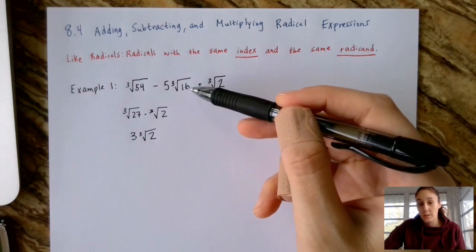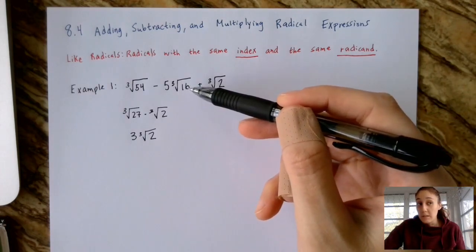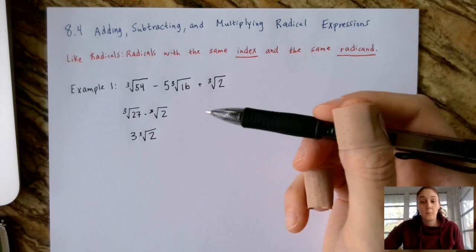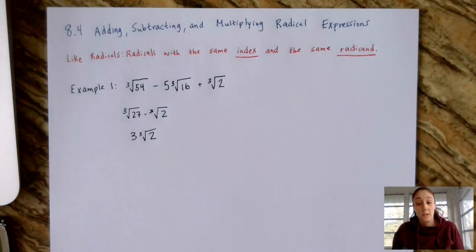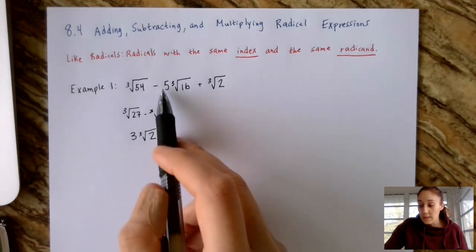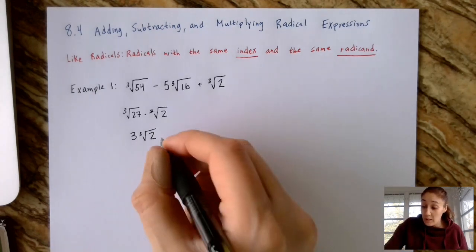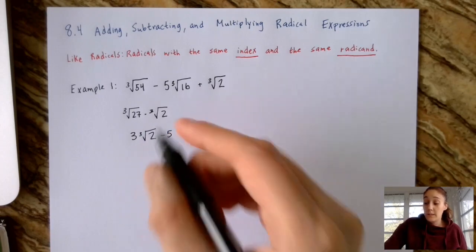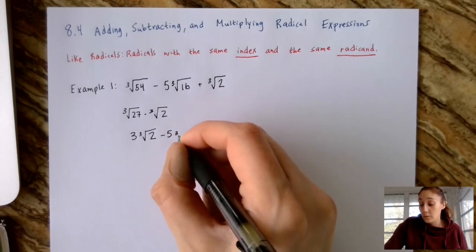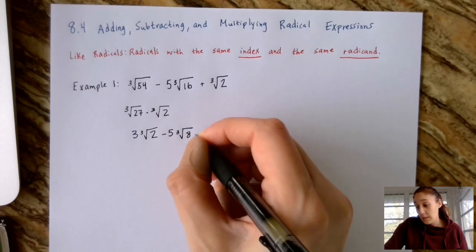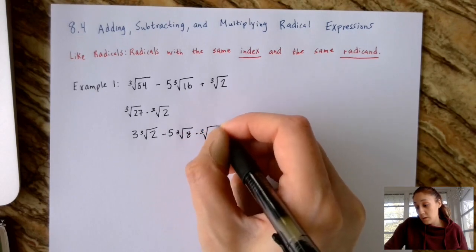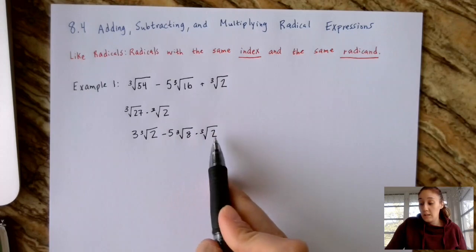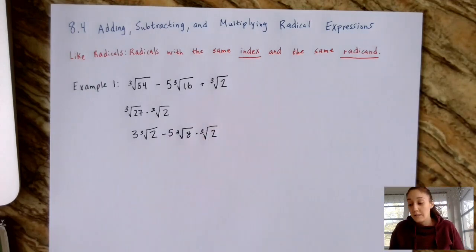Alright, so I know that 16 is 1 times 16, 2 times 8, 4 times 4, but I'm going to choose 2 times 8 because I know that 8 has a cube root. So the first thing is I'm going to bring down that minus 5 because I don't want to forget it. Alright, and now I'm going to rewrite cube root of 16 as the cube root of 8 times the cube root of 2. Again, because 8 times 2 equals 16.